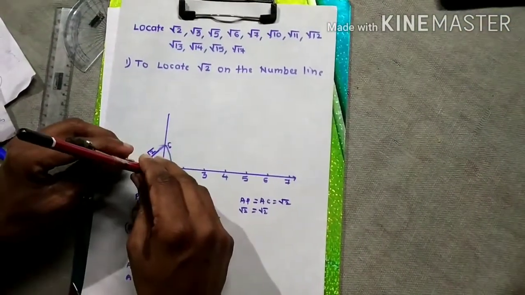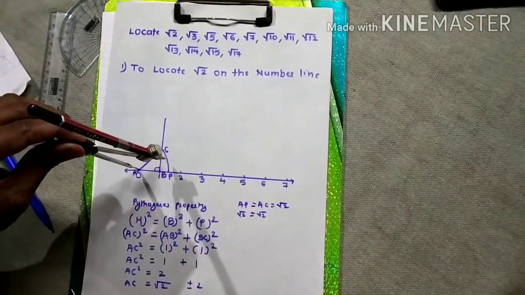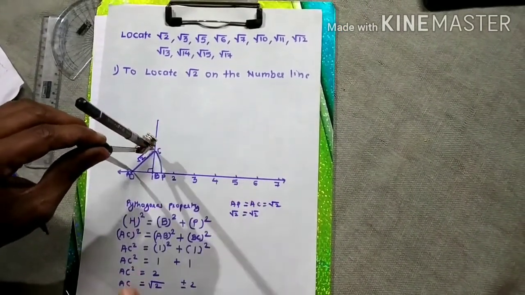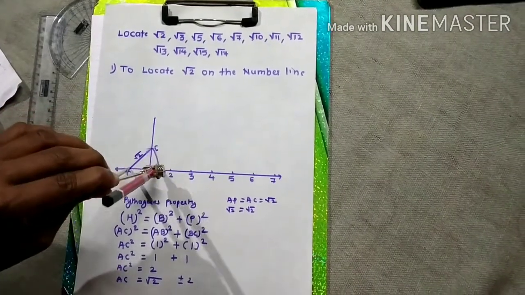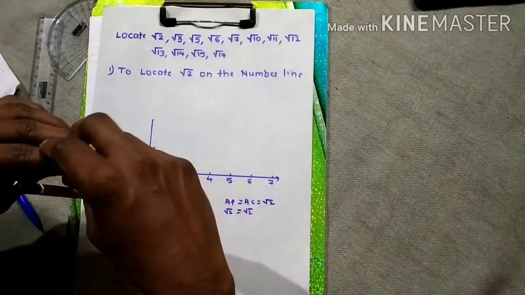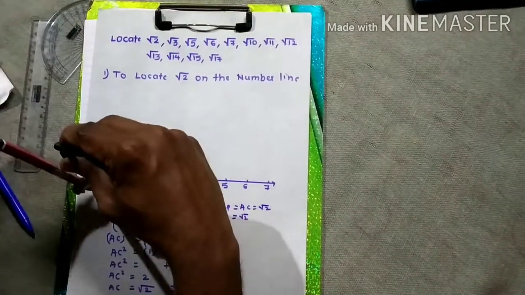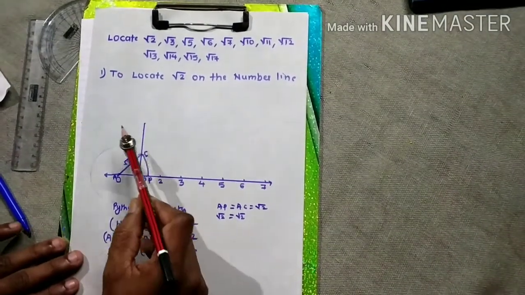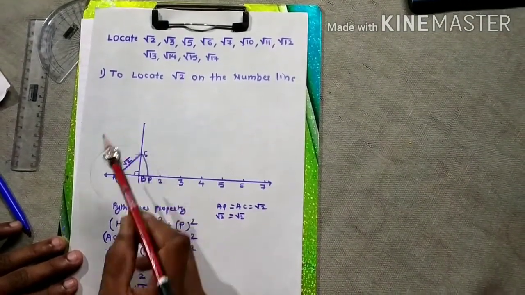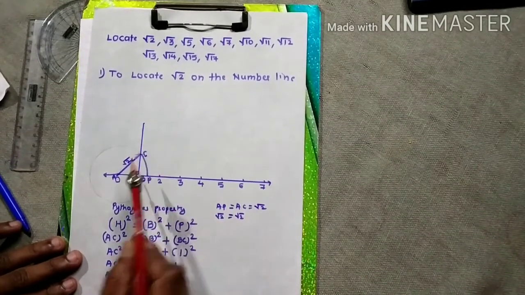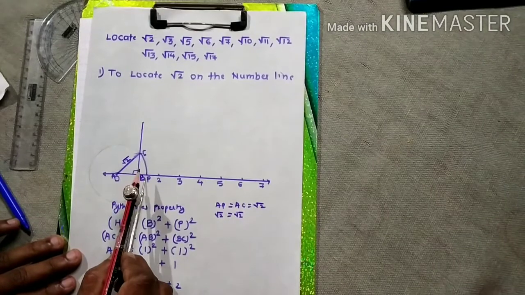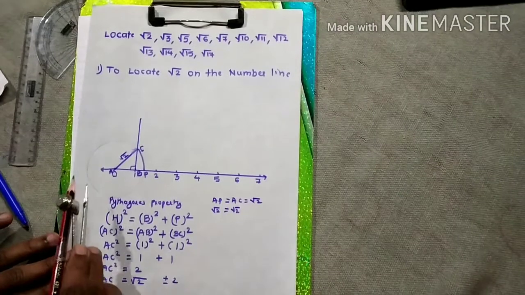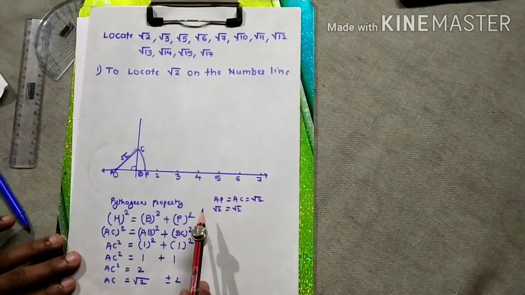If I keep the compass here, this is the arc I have drawn. If I draw one circle here like this, see, this is the circle I have drawn, and this is a radius, and this is also a radius. So the distance of these two radii will remain the same. So therefore AP is equal to AC.